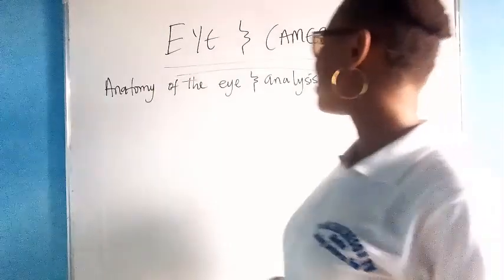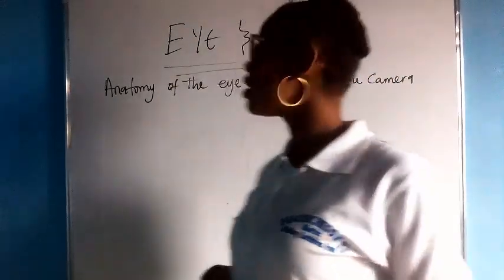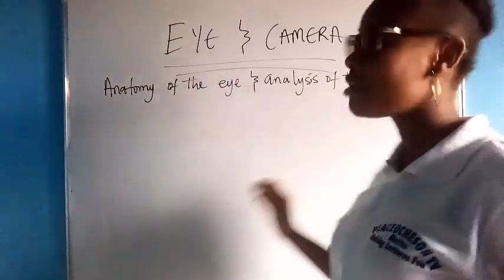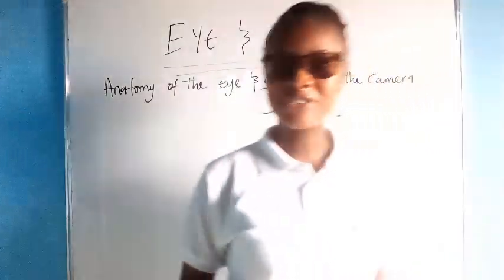So today we'll be looking at the eye and the camera. In our lesson, we'll be looking at the anatomy of the eye and an analysis of the camera. So, if you're set, get your pen and paper. Let's kick off.